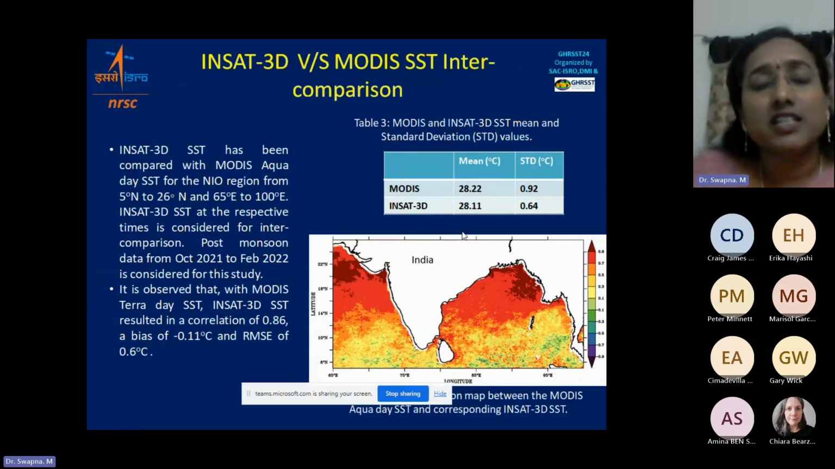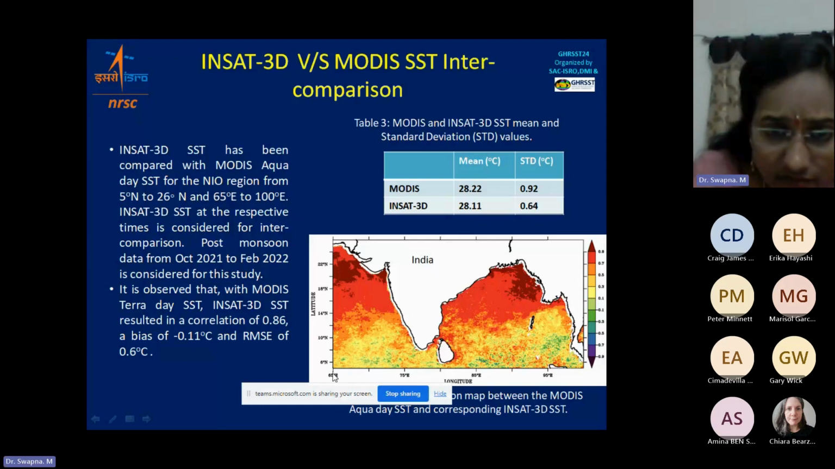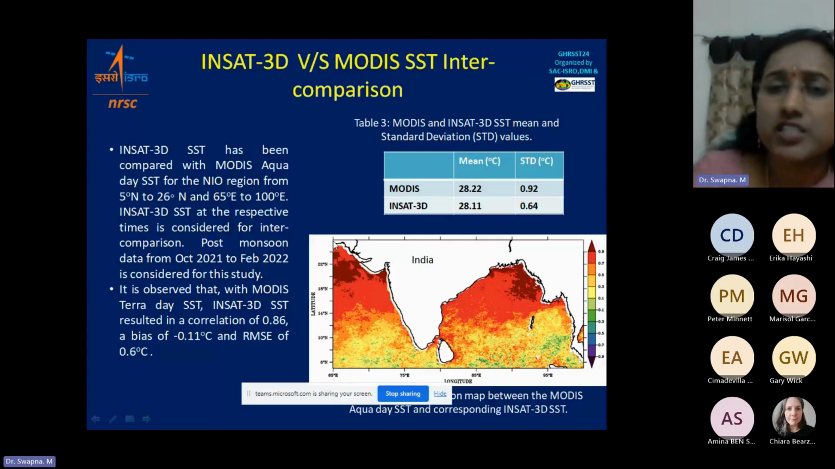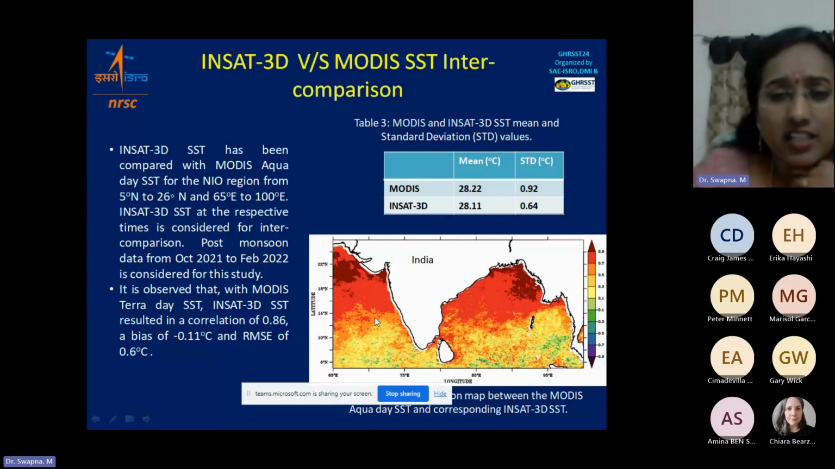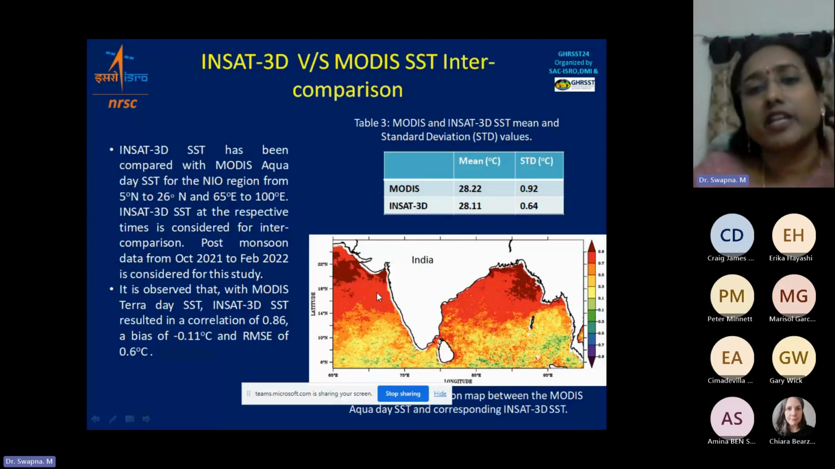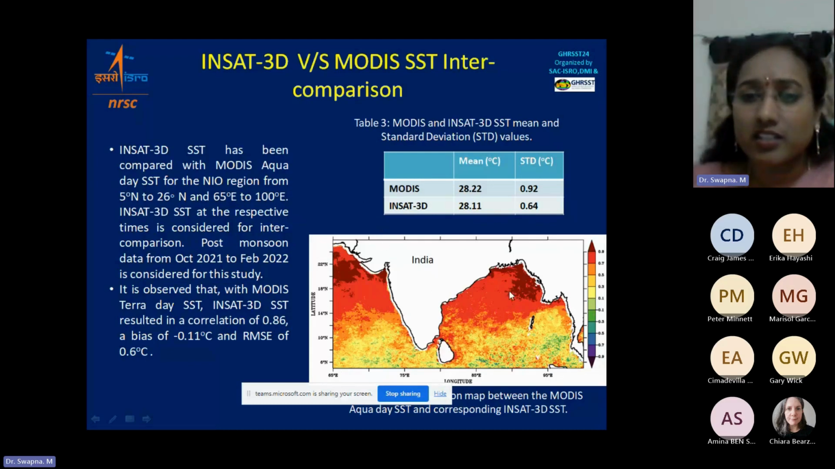Coming to the INSAT-3D versus MODIS SST comparison, this is the region I have considered, from 65 degrees to 100 degrees east and 0 to 26 degrees north. This is the spatial correlation map of INSAT-3D versus MODIS. I could see a very strong positive correlation in the Arabian Sea and Bay of Bengal.